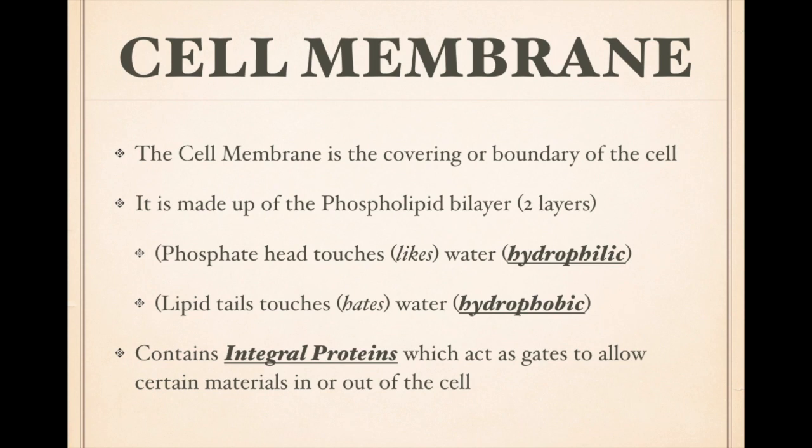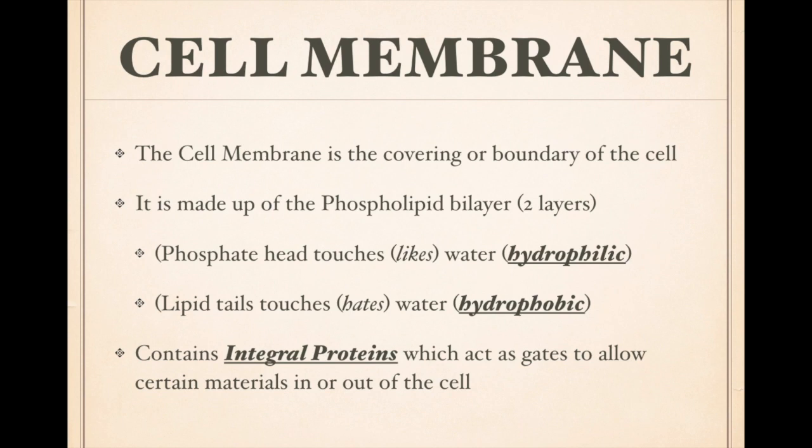The cell membrane. The cell membrane is made up of two layers. It's called the phospholipid bilayer. Bi, think of bicycle. Bi means two. And these two layers are made up of phosphates, phospho, and lipids. And remember, what are lipids? Fats.